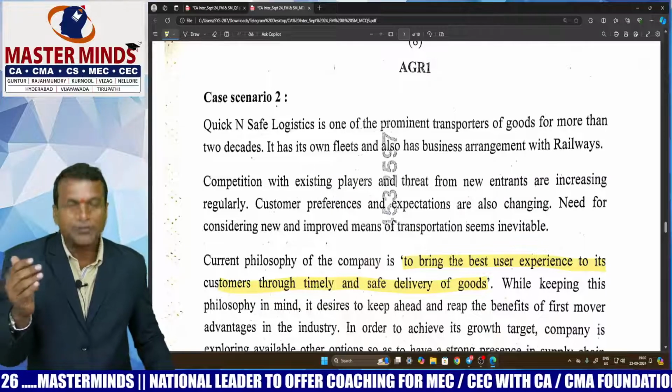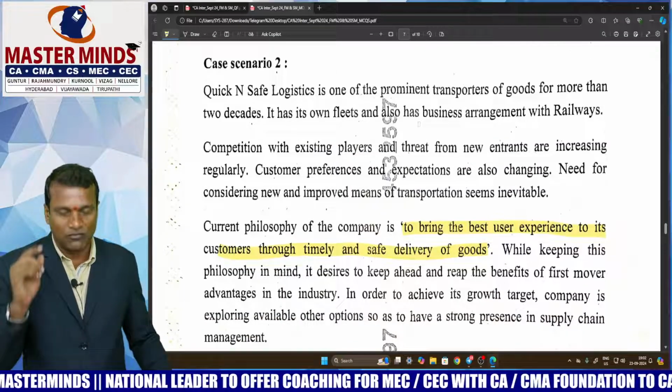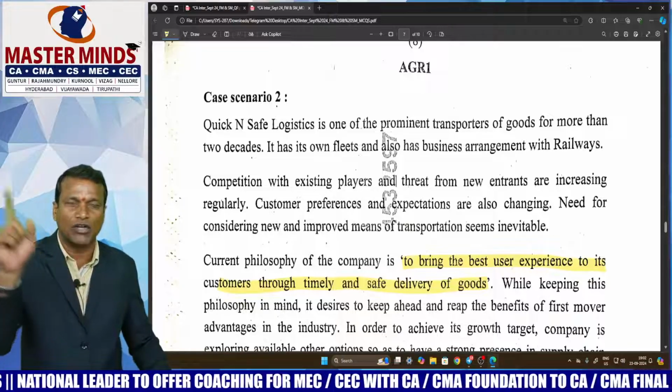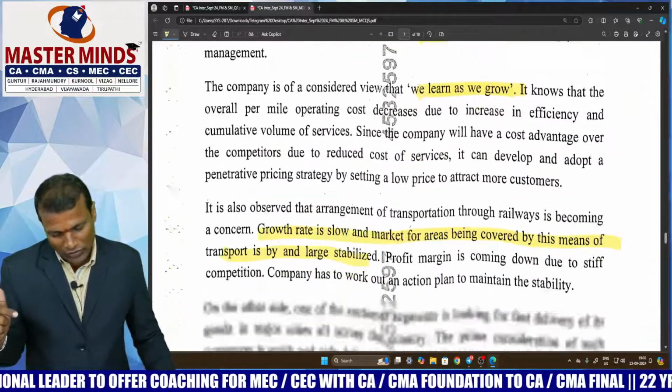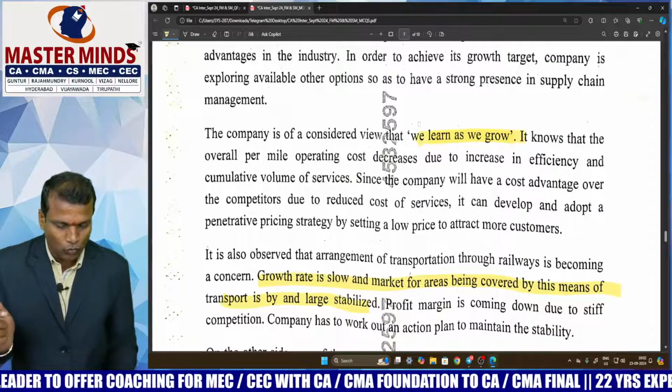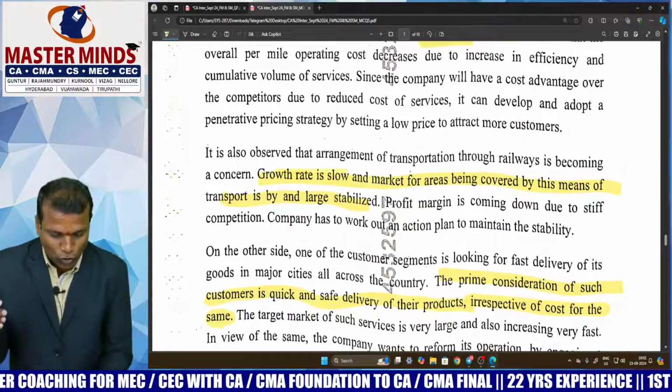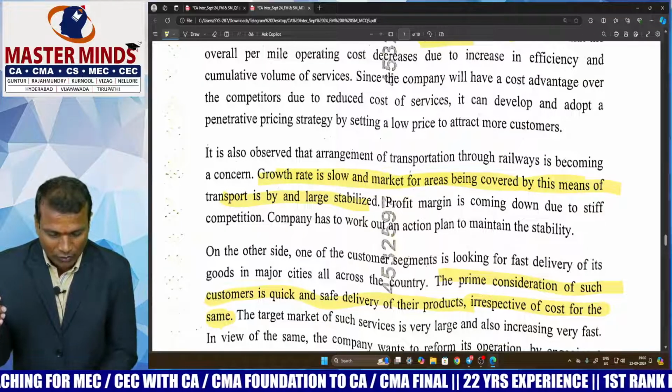Now come to the MCQ part. You'll be having one case study to start MCQs. That's called case scenario 2. Case scenario 1 will belong to FM paper. Now look at the words now. There is a concept called we learn as we grow. Thereafter, growth rate is slow and market areas are being stabilized.